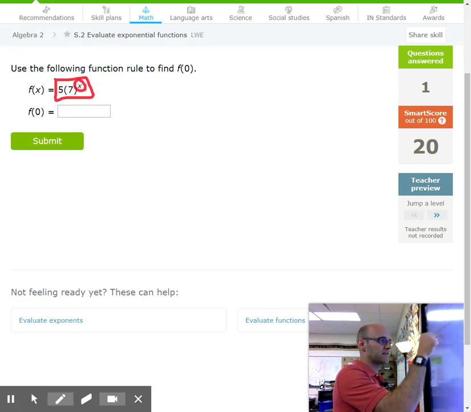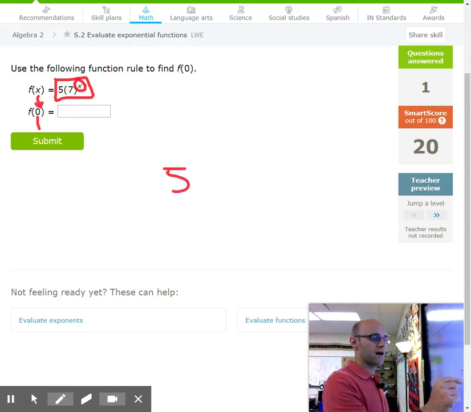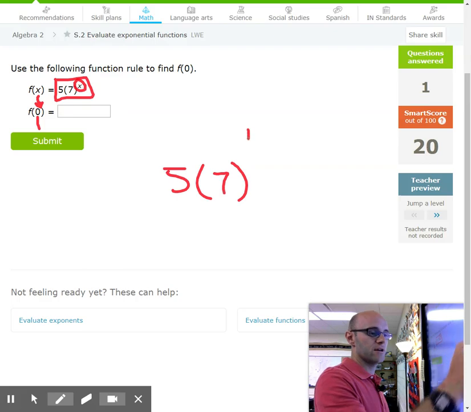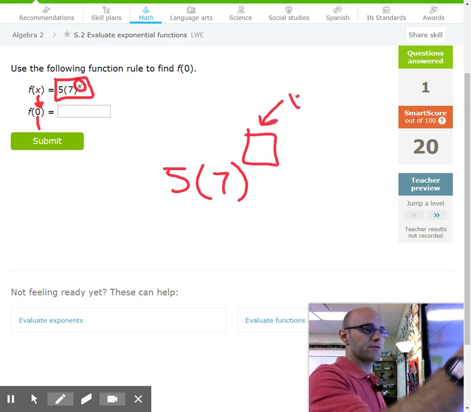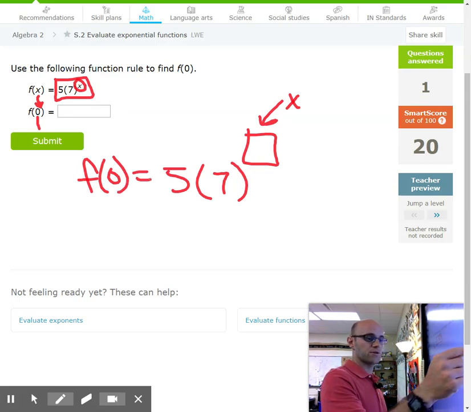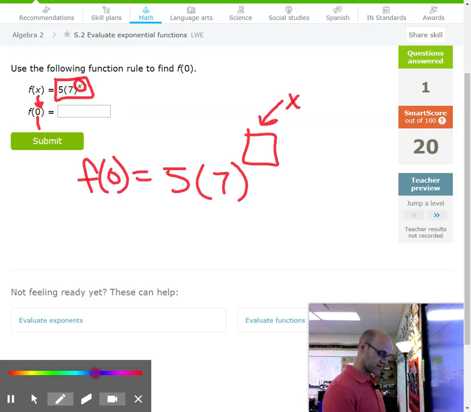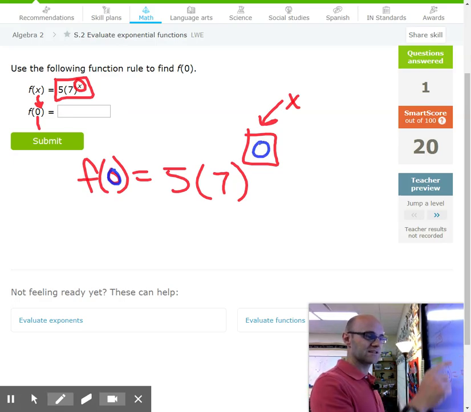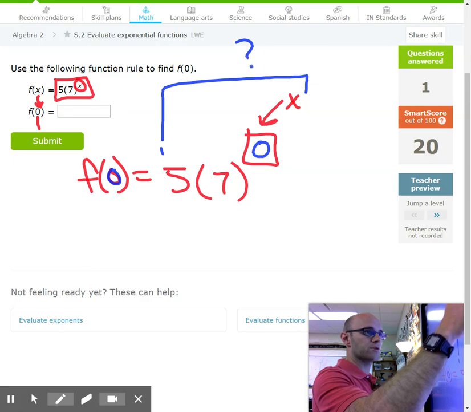You literally just take the x value, and they're telling you, I want you to plug in, where you saw x, I want you to plug in 0. So let's take that 5 times 7 to the, okay, it used to be an x there, but they're telling us to find f of 0. So we go ahead and put a 0 right there where the x value is. So they said put a 0 in for x, we'll put a 0 there. Let's see what this side is going to equal.